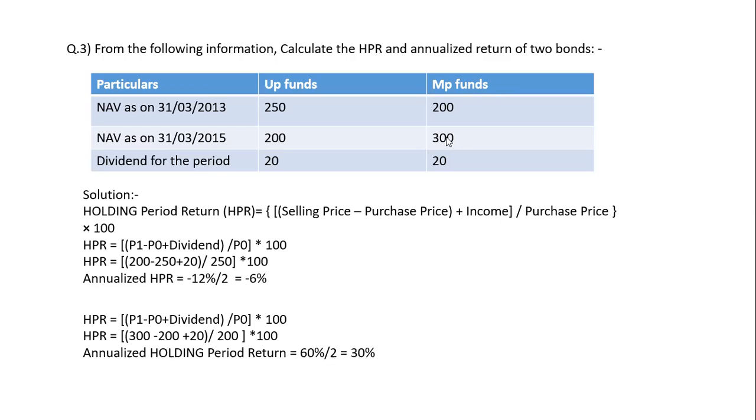In the case of MP funds, you have a benefit of 100. Price at the beginning is 200 and price at the end is 300. And during the holding period, you receive a dividend of 20. So you get a 60% return in 2 years. In 1 year, you have 30% returns.